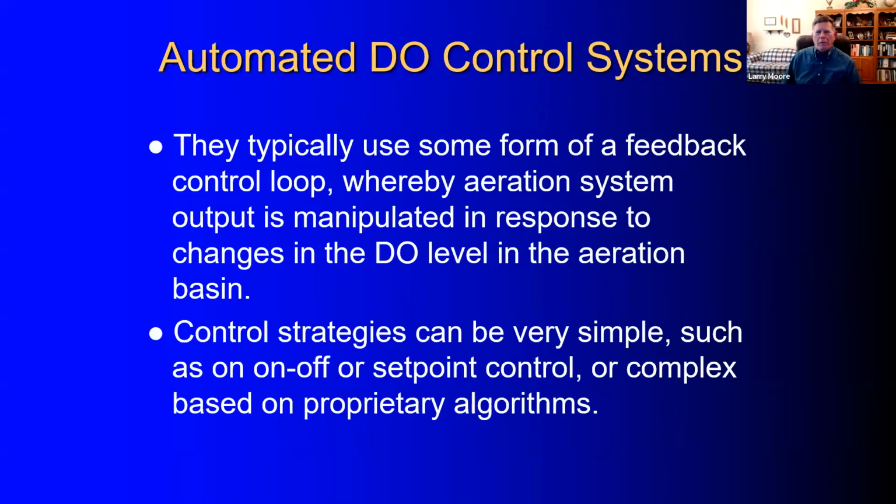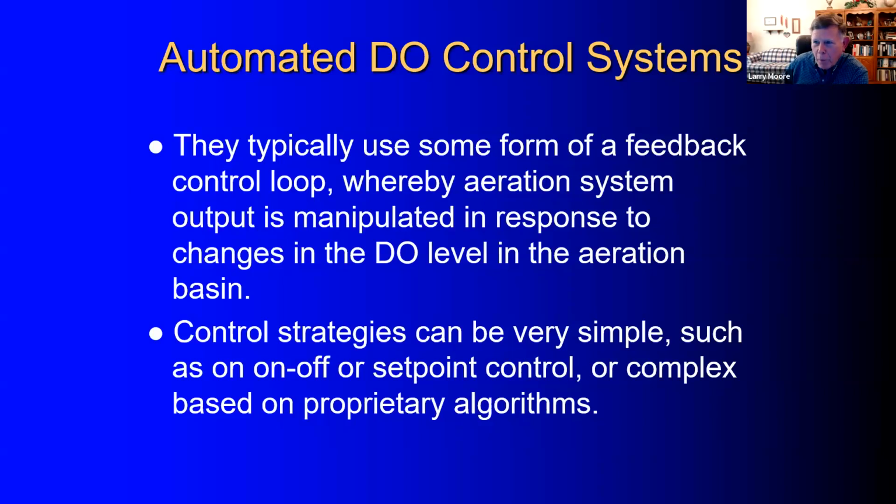So again, we've got a feedback control loop. We're going to measure DO at the appropriate location and send that information to the PLC, and it'll allow us to control the amount of aeration that is operating at any given time. And by making it automatic, we can, again, supply just the amount of oxygen that we need.